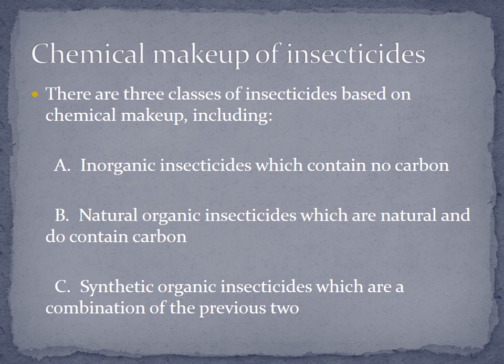Okay, we need to look at the chemical makeup of insecticides. There are going to be 3 classes of insecticides based on chemical makeup. These include A, inorganic insecticides, which contain no carbon; B, natural organic insecticides, which are natural and do contain carbon; and C, synthetic organic insecticides, which are a combination of the previous 2.